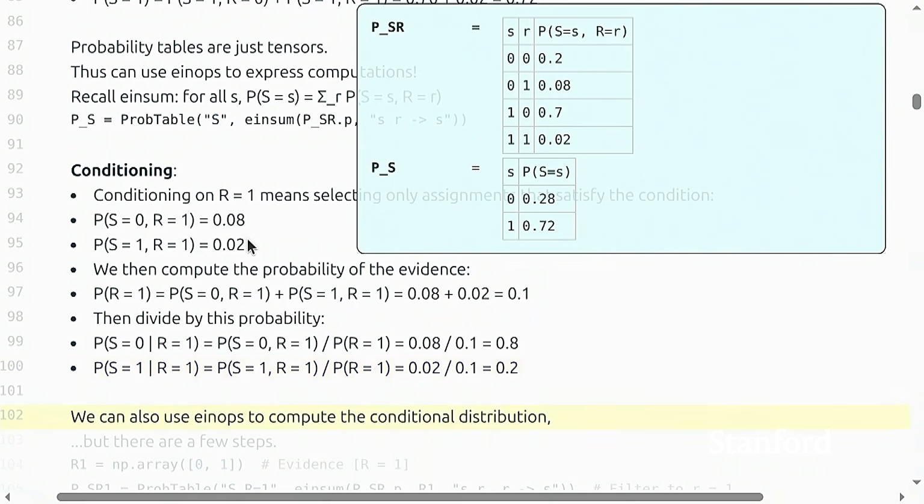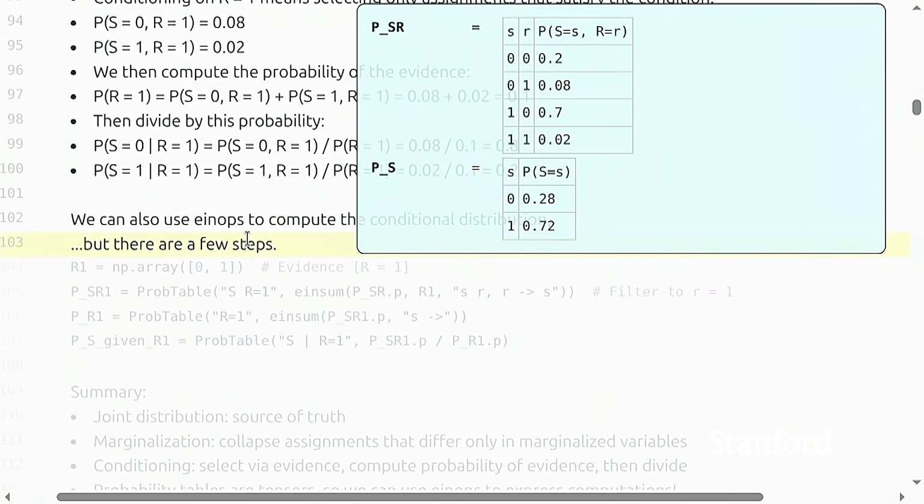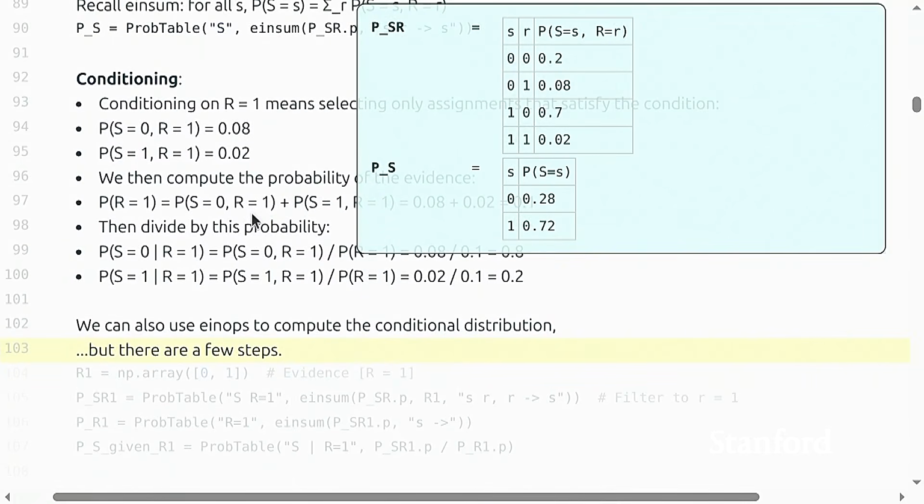So you can also use einops to compute this conditional distribution. There are just a few more steps, but hopefully this math makes it clear. The first thing is, how do we do the selection? I'm going to introduce this tensor R1. This is basically saying, if I put in a value of R, it's going to tell me whether the constraint is satisfied or not. I put in 0, that's a 0 because that's false. And if I put in 1, I get 1, which means it's true.